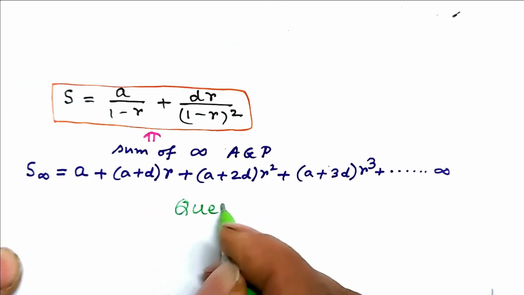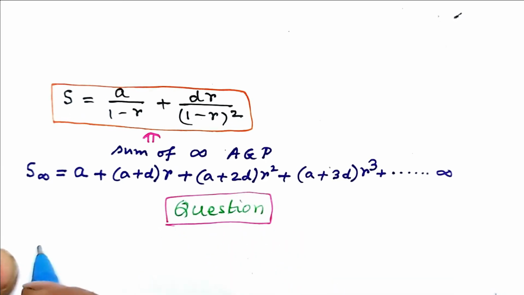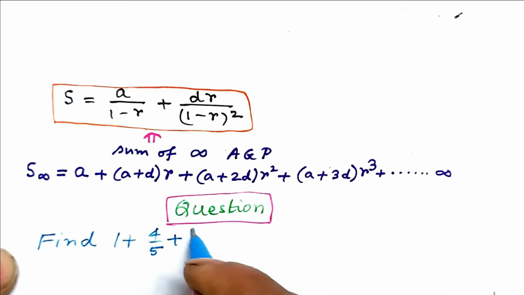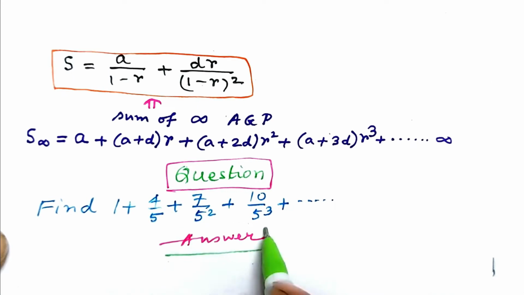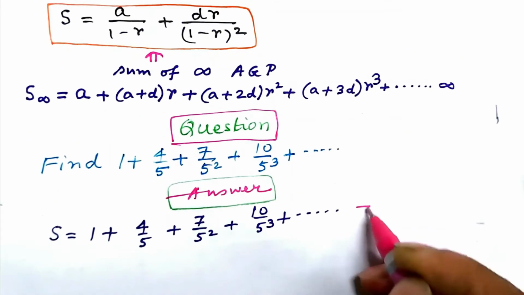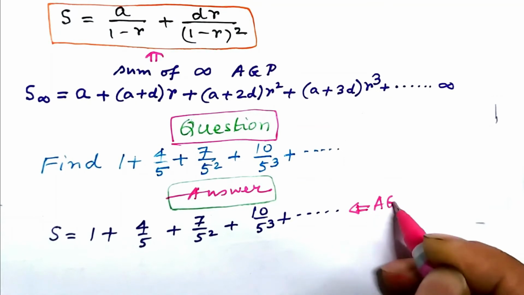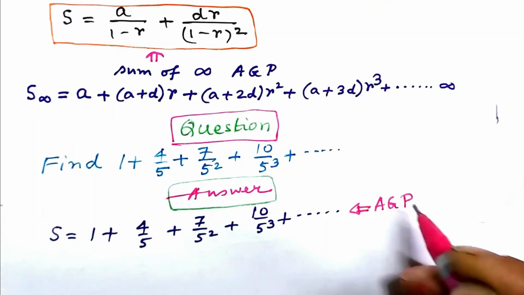Having derived the formula, let us move over to the next question. Find 1 plus 4 by 5 plus 7 by 5 square plus 10 by 5 cube, and so on. The answer. We code the series. This is an arithmetico-geometric progression. Since we find an arithmetic progression in the sequence 4, 7, 10, and so on, the common difference being 3, and a geometric progression is there too, namely 1, 1 by 5, 1 by 5 square, 1 by 5 cube, and so on. The common ratio being 1 by 5.